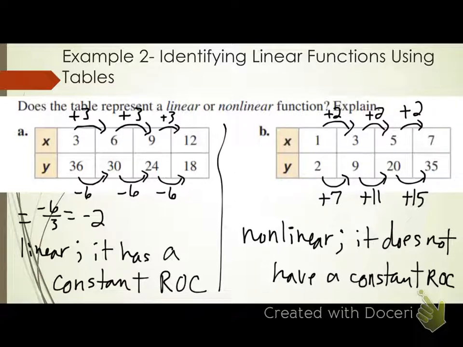We're okay identifying a graph as linear, nonlinear, and explaining why? We're okay identifying a table of values as linear or nonlinear and explaining why.